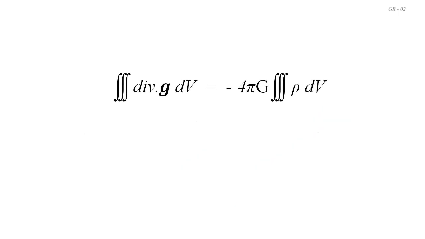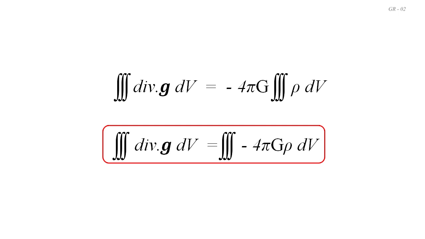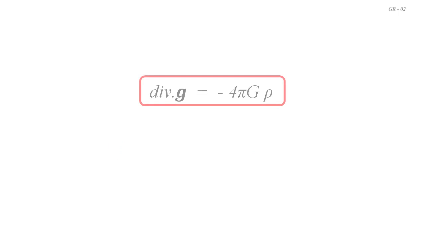Or, rearranging, this. However, by inspection of this, it's clear that div g must be equal to minus 4 pi G rho. And that is an interesting relationship. Okay, granted, all we've done is a little mathematical manipulation, so this is no big deal in one sense. But the thing to realize is that this formula applies to a point in space.